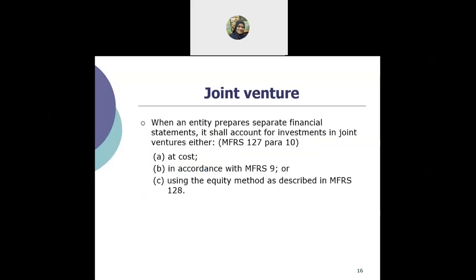So when an entity prepares separate financial statements, it should account for the investment in the joint venture either at cost, in accordance with MFRS 9, which is related to investments, financial assets, or using the equity method based on MFRS 128. Either one we have the choice, but most of the time we are using the equity method for the joint venture.